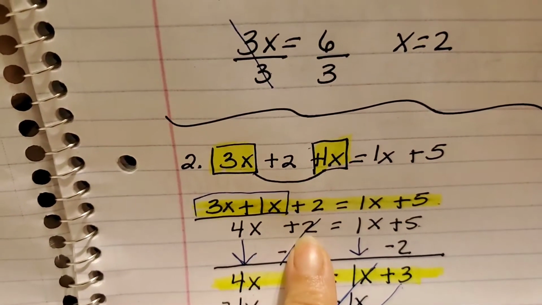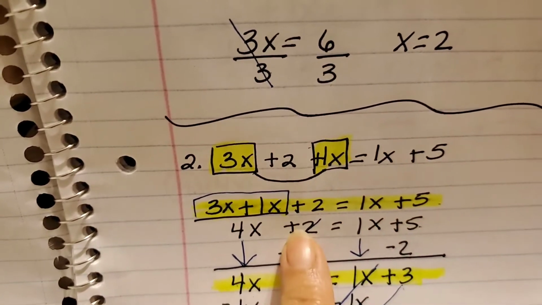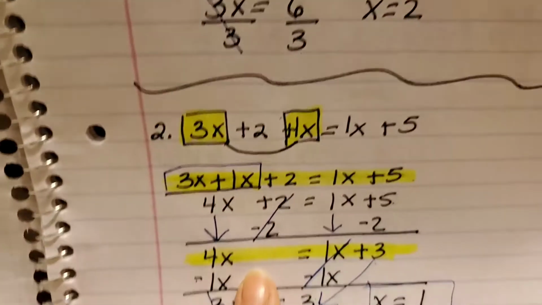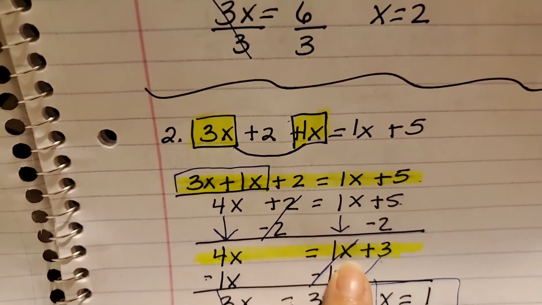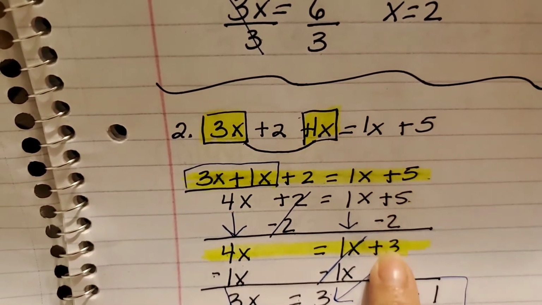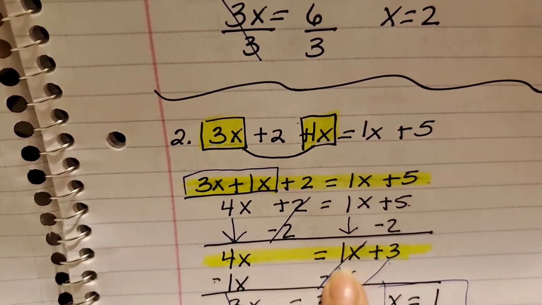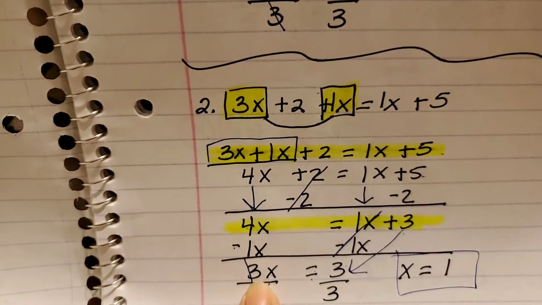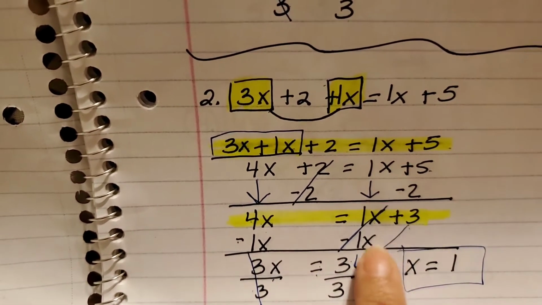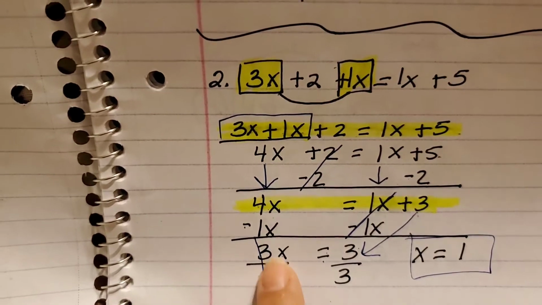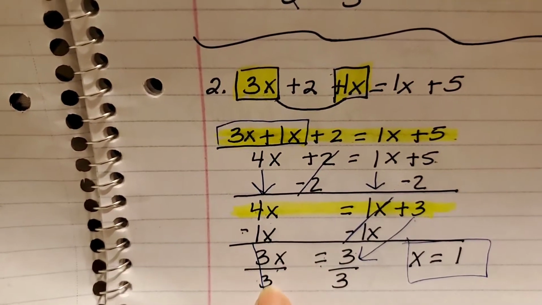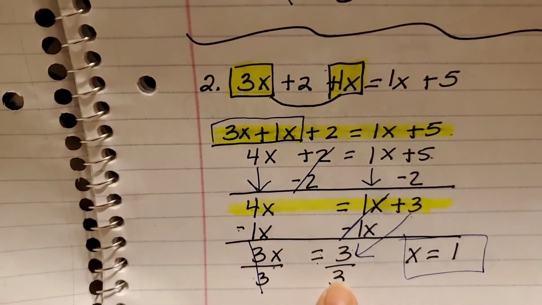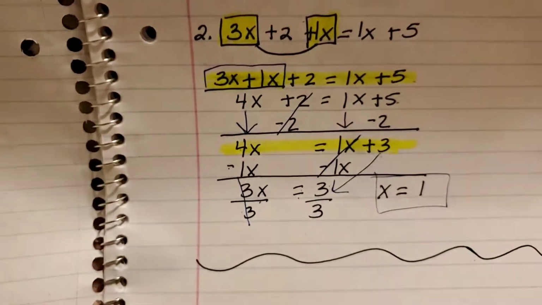And then, okay, so I have a 2 here. I want to move it over there. So I'm going to do the opposite, subtract, minus 2, minus 2. Now I have 4x equals 1x plus 3, because I subtracted here, okay? Now I want to get this x over here. So I do the opposite, minus 1x, minus 1x. I'm going to get 3x equals this 3 here, because this is gone. And then 3 times x tells me I must divide each side by 3. I cross that out, and x equals 3 over 3. 3 goes into 3 one time, okay?